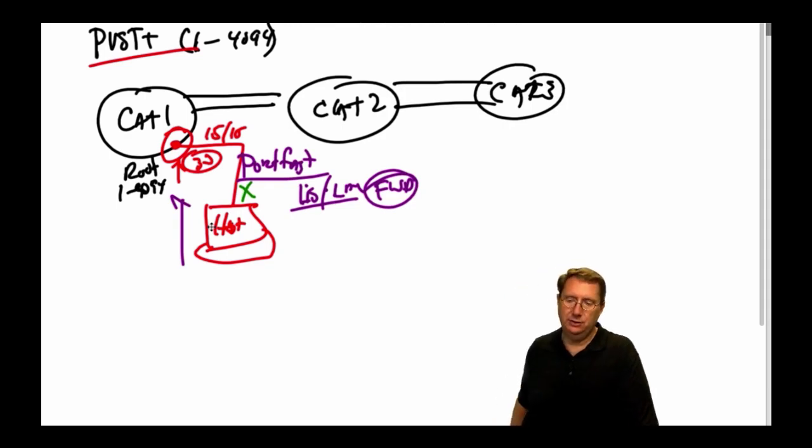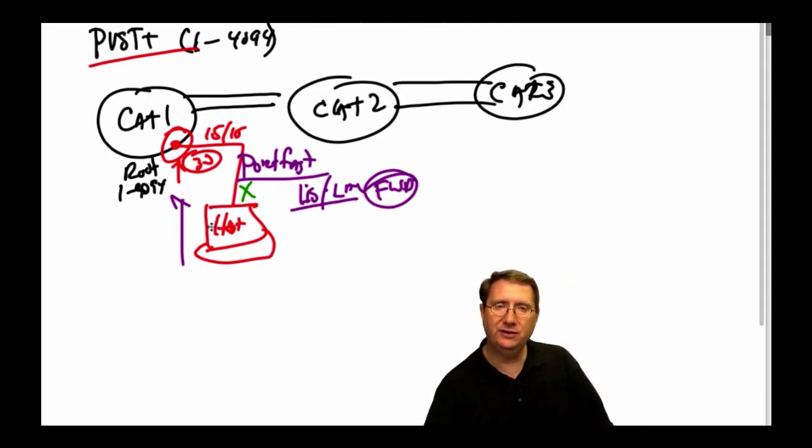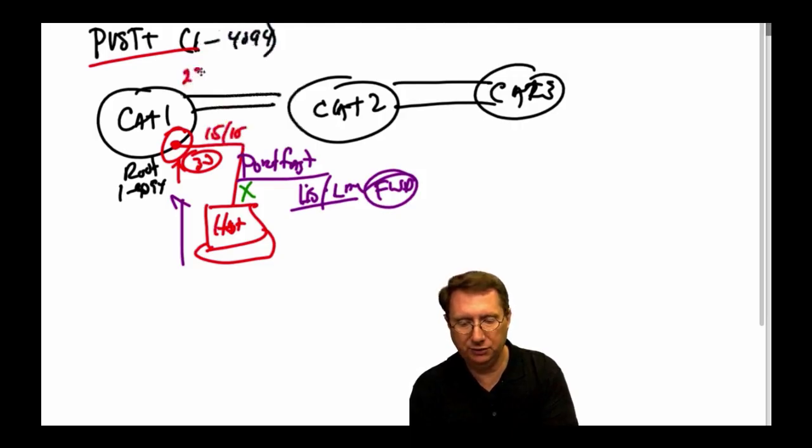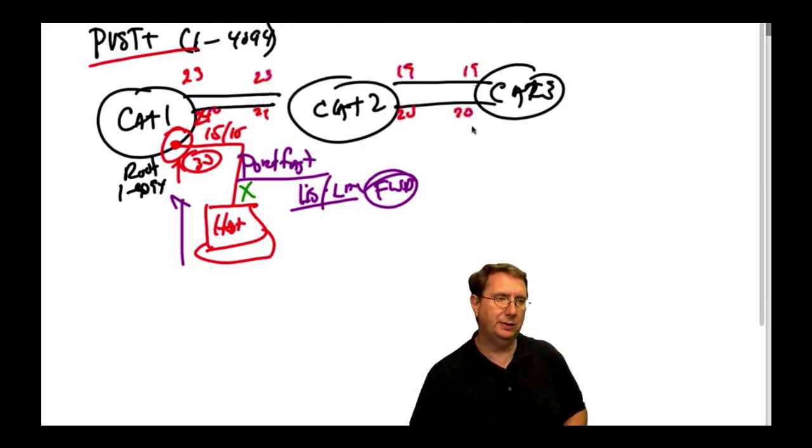Now, the other thing that we need to understand is that when we start looking at how this configuration is made on these ports, let's just arbitrarily pick some numbers. We'll say this one is 23, this one is 24, 23, 24. We'll just say this is 19 and 20. These are the port numbers that we have.